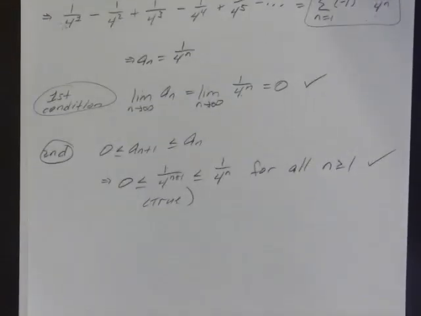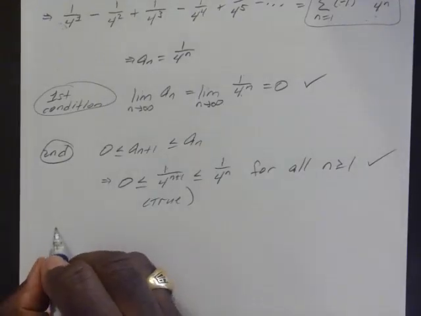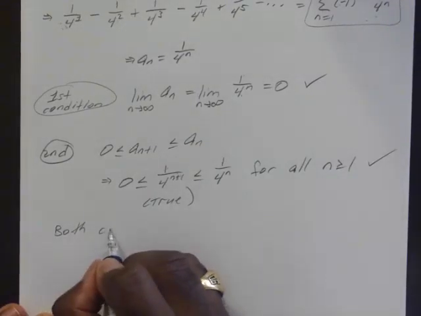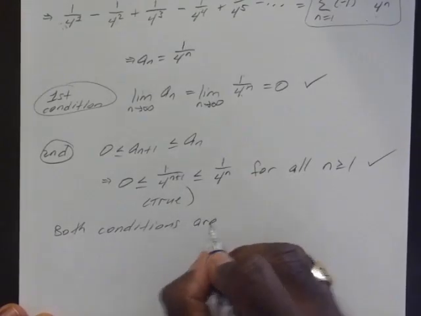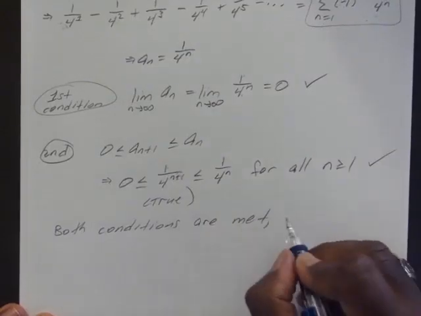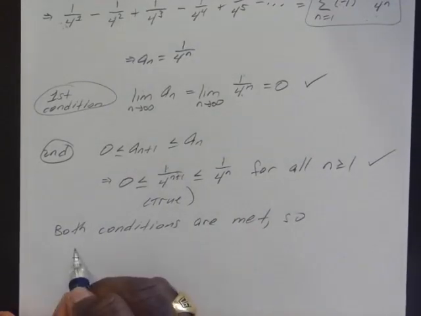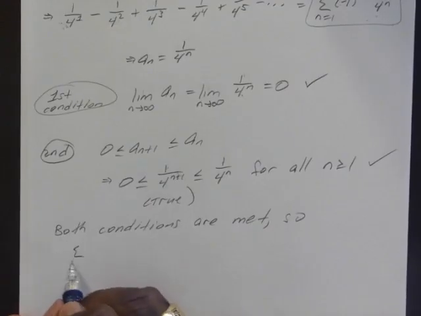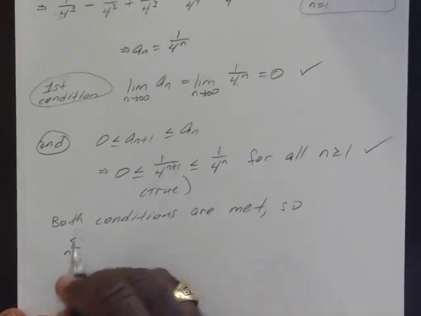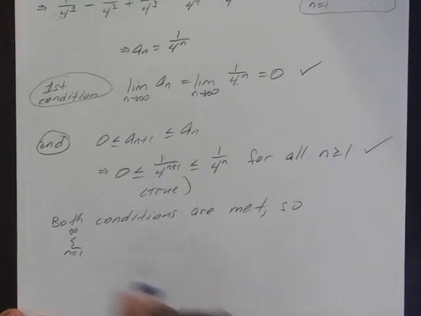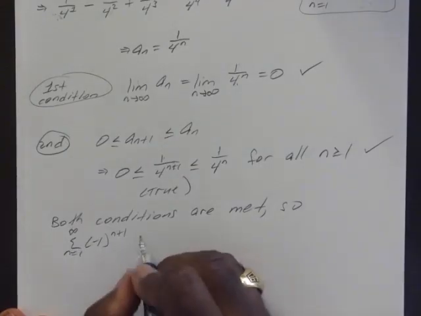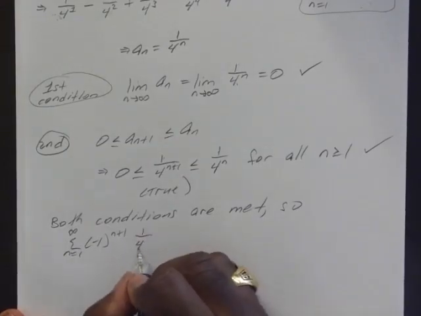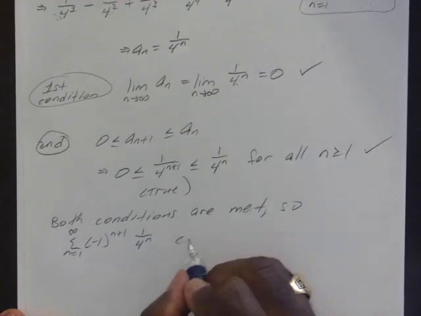Okay, so we know that both conditions are met, so we know that that series converges. So both conditions are met, so we know that the sum from n equal to 1 to infinity of -1 to the power of n plus 1 times 1 over 4 to the power of n converges.